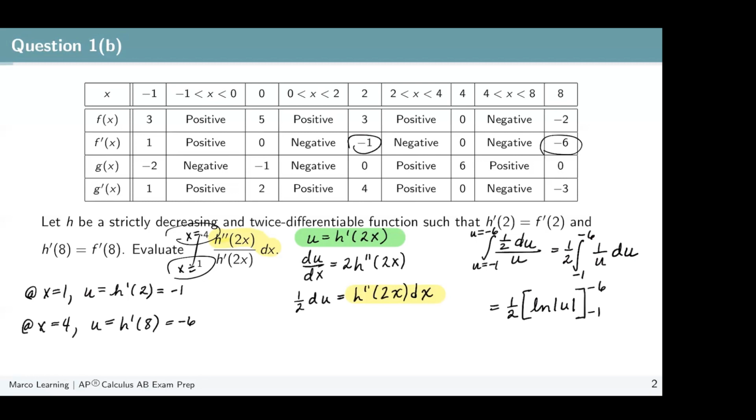Then we're going to sub in our bounds. So 1/2 times ln, the absolute value of -6 is 6, minus ln, and the absolute value of -1 is 1. The natural log of 1 is 0, so this gives us an answer of 1/2 ln 6.